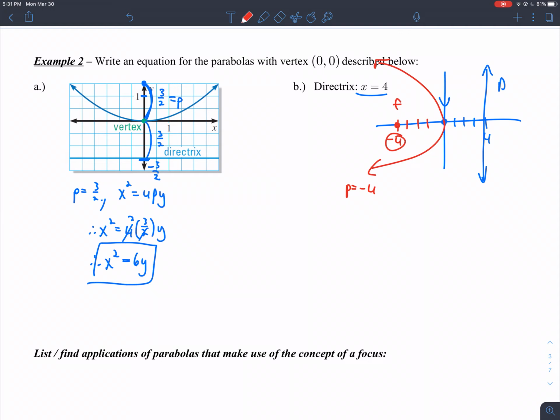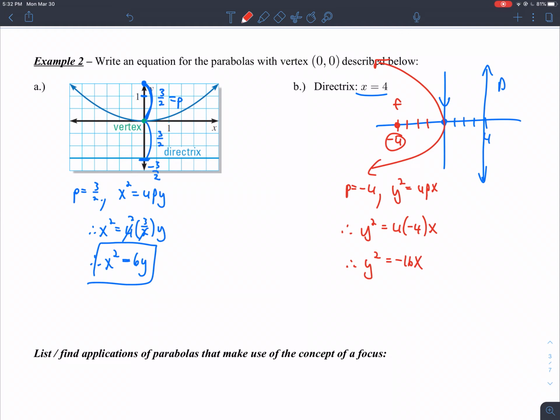Okay, and so that's the case, and it opens left, so it's a y squared parabola. Okay, and I just plug stuff in. y squared equals 4 times -4 times x. So that would say y squared equals -16x. Okay. All right. So those were the basics.